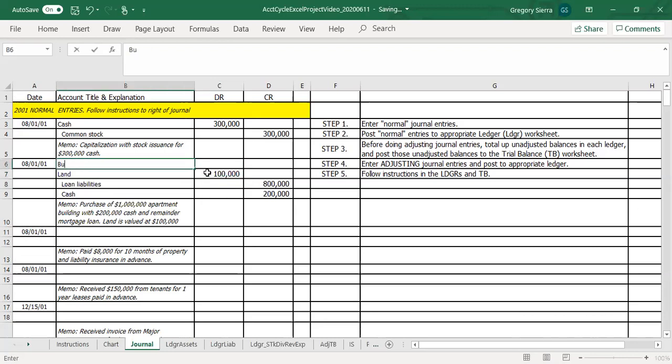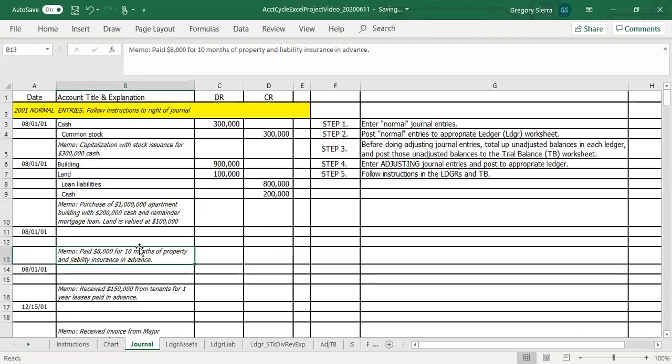So the building, you can see that it's worth 900,000, but what I'm going to do is let's use a formula. So it equals 200,000 plus 800,000 minus the land. So now you know debits equal credits: 1 million in debits and 1 million in credits. Okay, perfect. The next entry is we paid $8,000 for 10 months of property and liability insurance in advance.